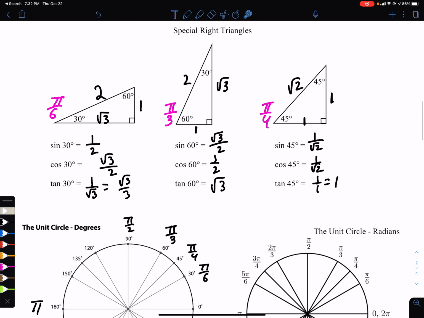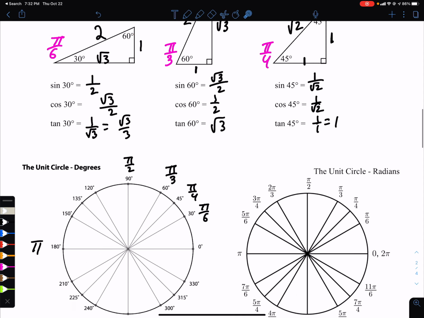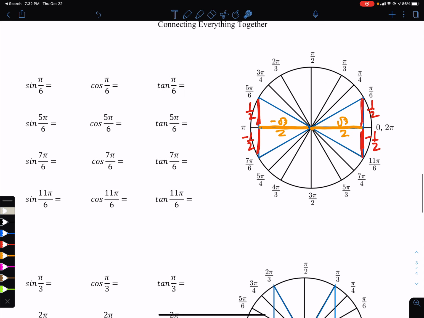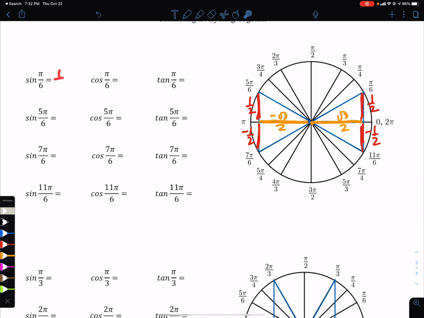In a 30-degree triangle, the sine is 1/2. The cosine is radical 3 over 2. The tangent's 1 over radical 3. So all of these sines will be 1/2. All of them. And all these cosines will be radical 3 over 2.